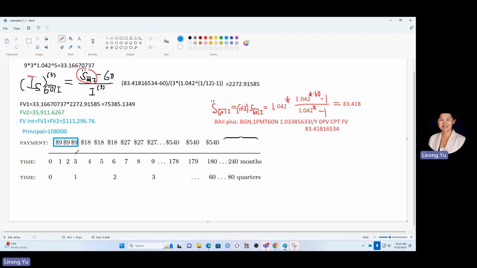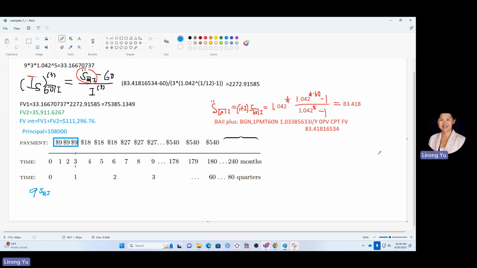Okay, so in that way, at time 3, what's their total future value? It will be the same payment, right? It's kind of like a simple annuity. So it's going to be 9 times S, their future value, and there's a 3. In this case, it has to be the monthly interest rate. We were using j for the monthly interest rate.